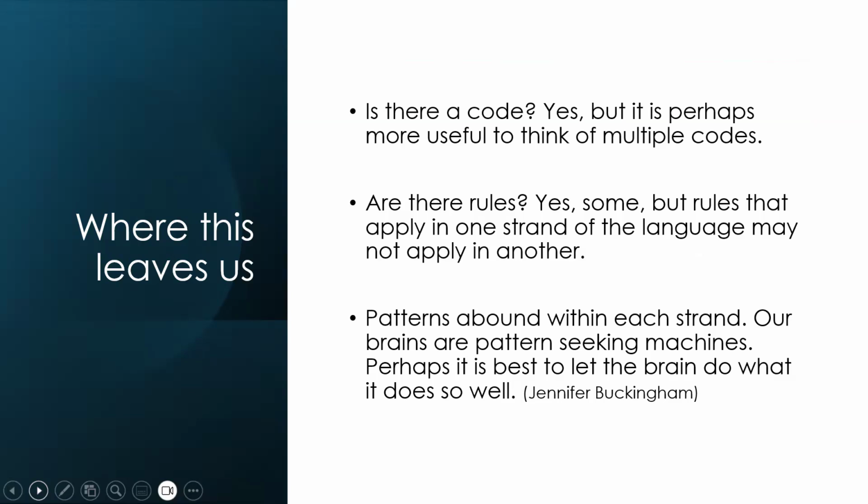So where does that leave us? Is there a code? Well, yes, there is. But perhaps it is more useful to think of multiple codes. Are there rules? Yes, some. But rules that apply in one strand of the language may not, and probably will not, apply in another. Patterns abound within each strand. Our brains are pattern-seeking machines. Perhaps it is best to let the brain do what it does so well. Jennifer Buckingham, a researcher from Australia, talks about this a lot.